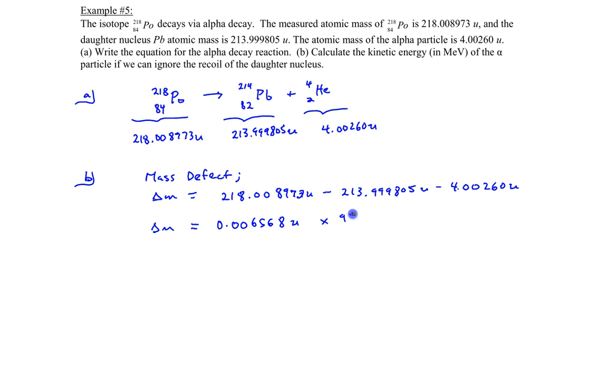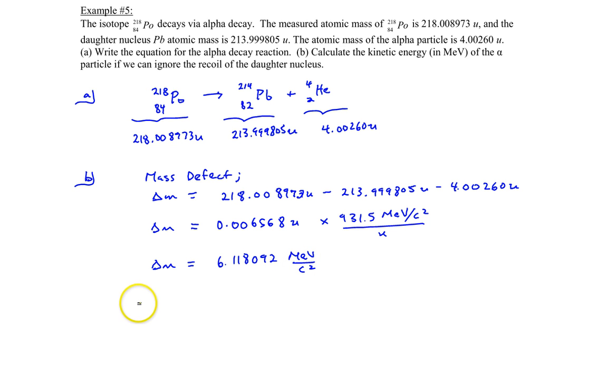Now, it's convenient to write that in megaelectron volts per c squared. So let's multiply this by 931.5 megaelectron volts per c squared. That's our conversion to megaelectron volts per c squared from the atomic mass unit that is given. And you'll get 6.118092 megaelectron volts per c squared.